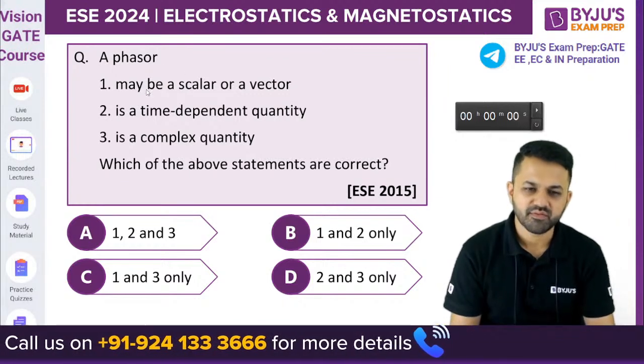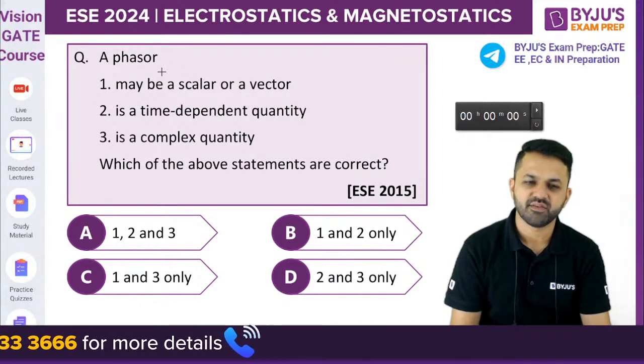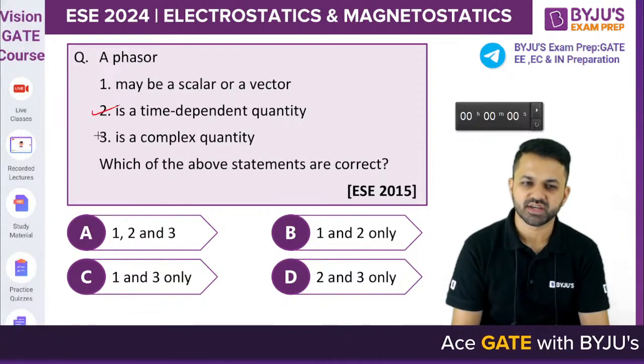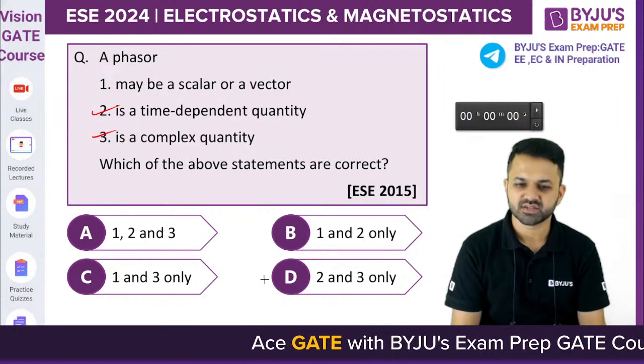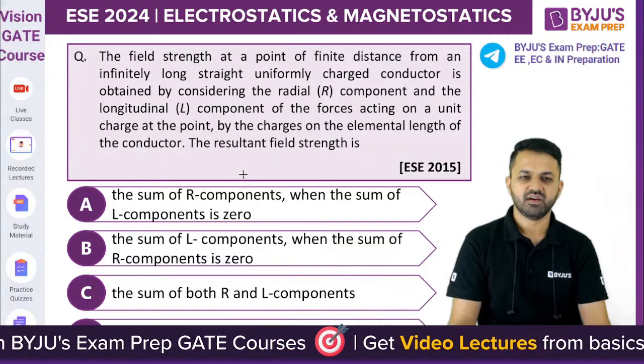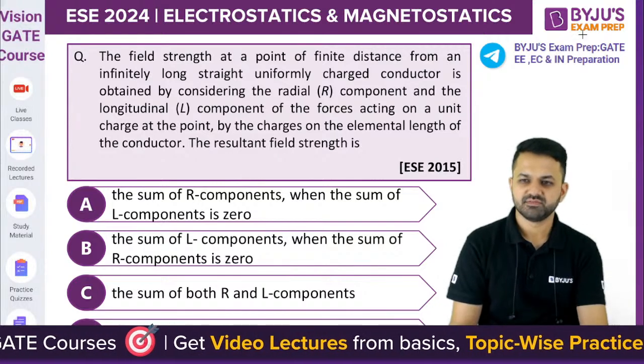So, as I told you, this is a basic question, and the phasor is always a time dependent quantity and it is a complex quantity. Okay, so these two statements are correct. So the right answer will be option D. This is a theoretical question directly. Now answer this one.